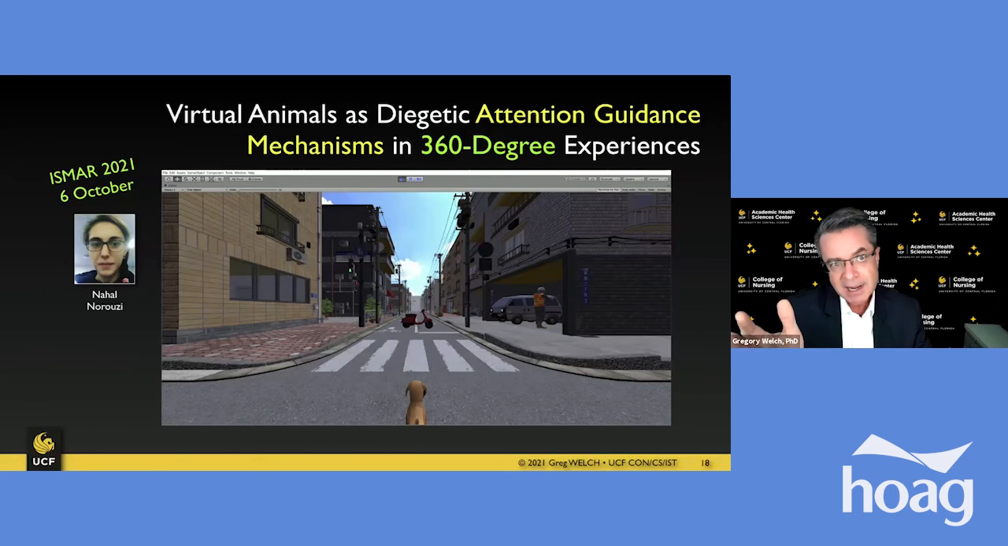So we call it guiding, but it doesn't have to be so explicit. It can be very implicit, but the dog's behavior brings to my attention things that might be interesting to look at. And the dog is diegetic. It doesn't seem out of place. So the dog seems to belong there. A dog is a plausible addition to many scenes.